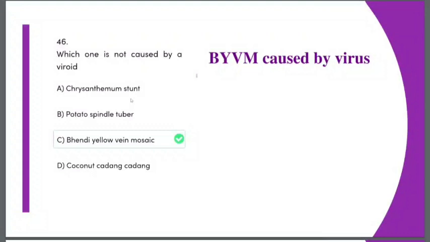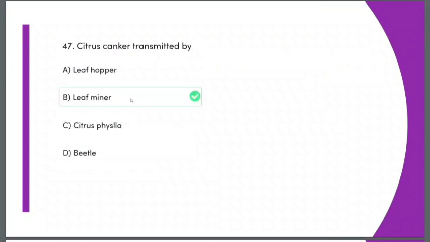46th: which one is not caused by a viroid? So bhindi yellow vein mosaic, we all know that it's not caused by a viroid. Others like chrysanthemum stunt, potato spindle tuber and coconut cadang-cadang are caused by viroid. This BYVM is caused by virus. 47 is, citrus canker is transmitted by. Citrus canker is transmitted by leaf miners.